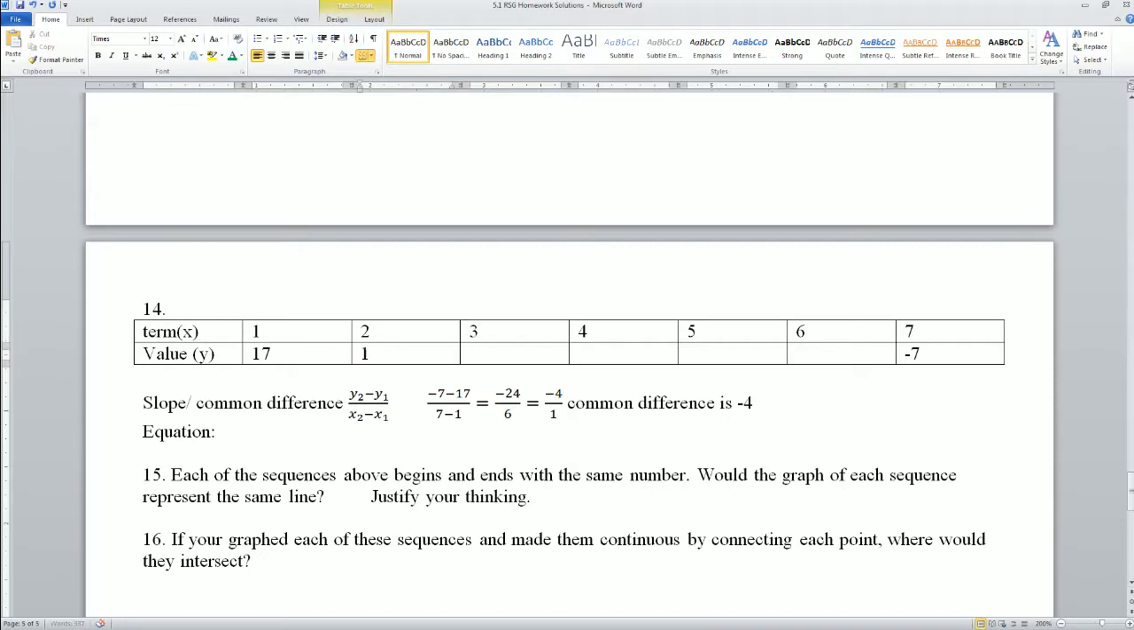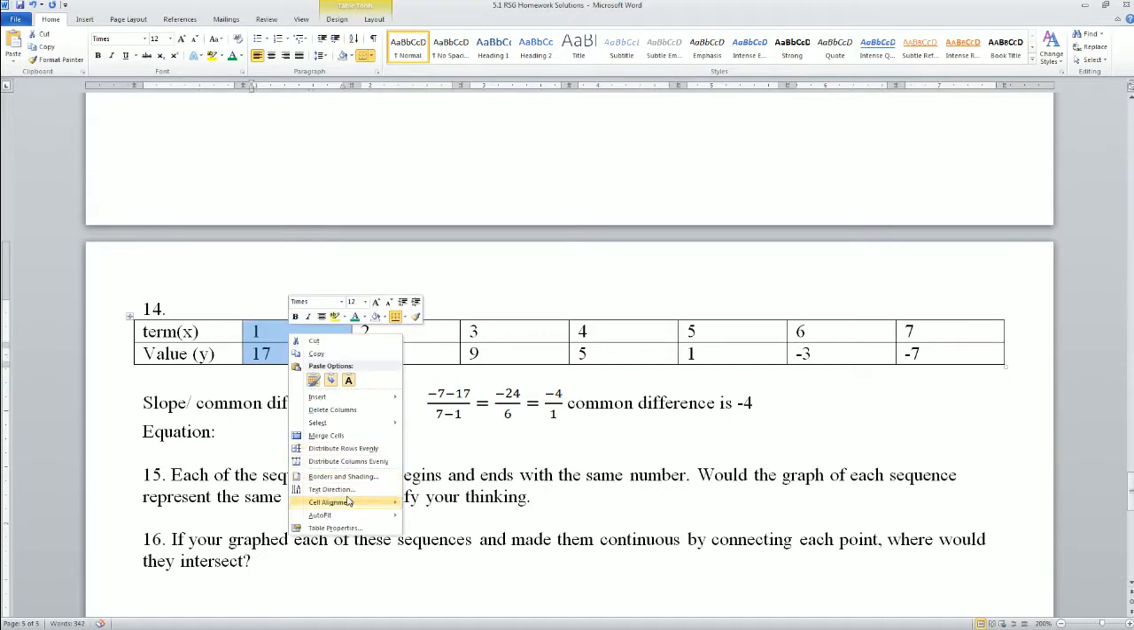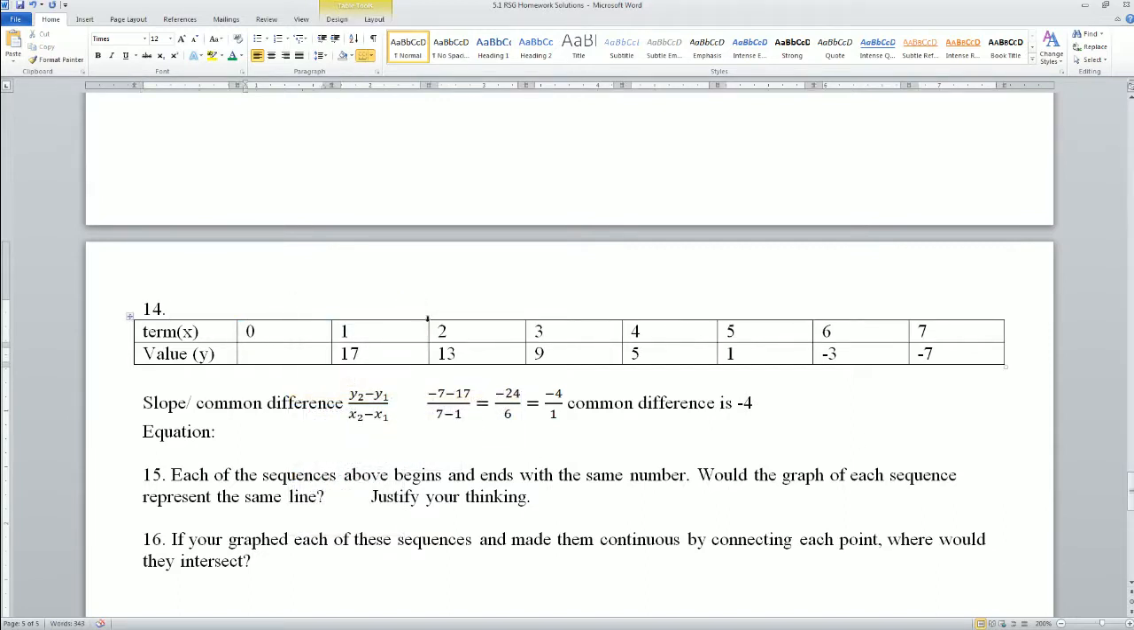So let's go to the next one, 17 minus 4, which is 13. And the next one would be 9. Then it would be 5. 1. It would be negative 3, then negative 7. Again, let's find the y-intercept. A row to the left, so this is 0. To go forward, it's -4. To go backward, it's add 4. 17 plus 4 is 21. So the y-intercept here is 21.